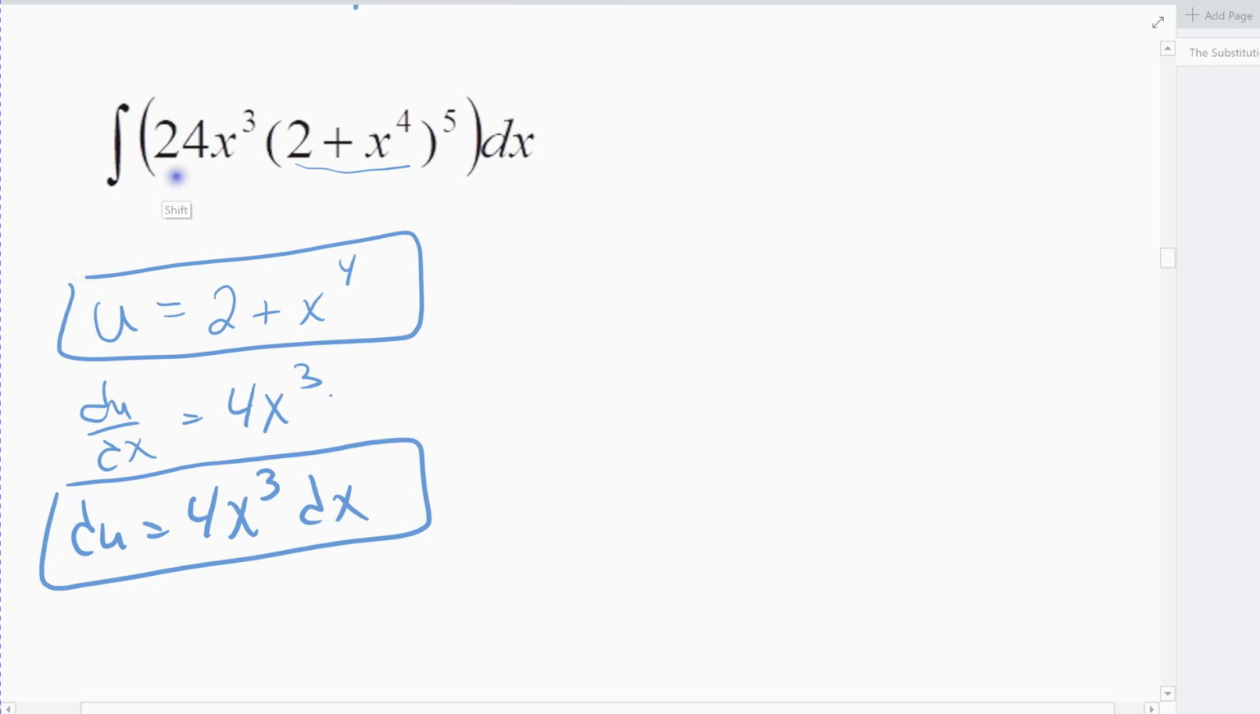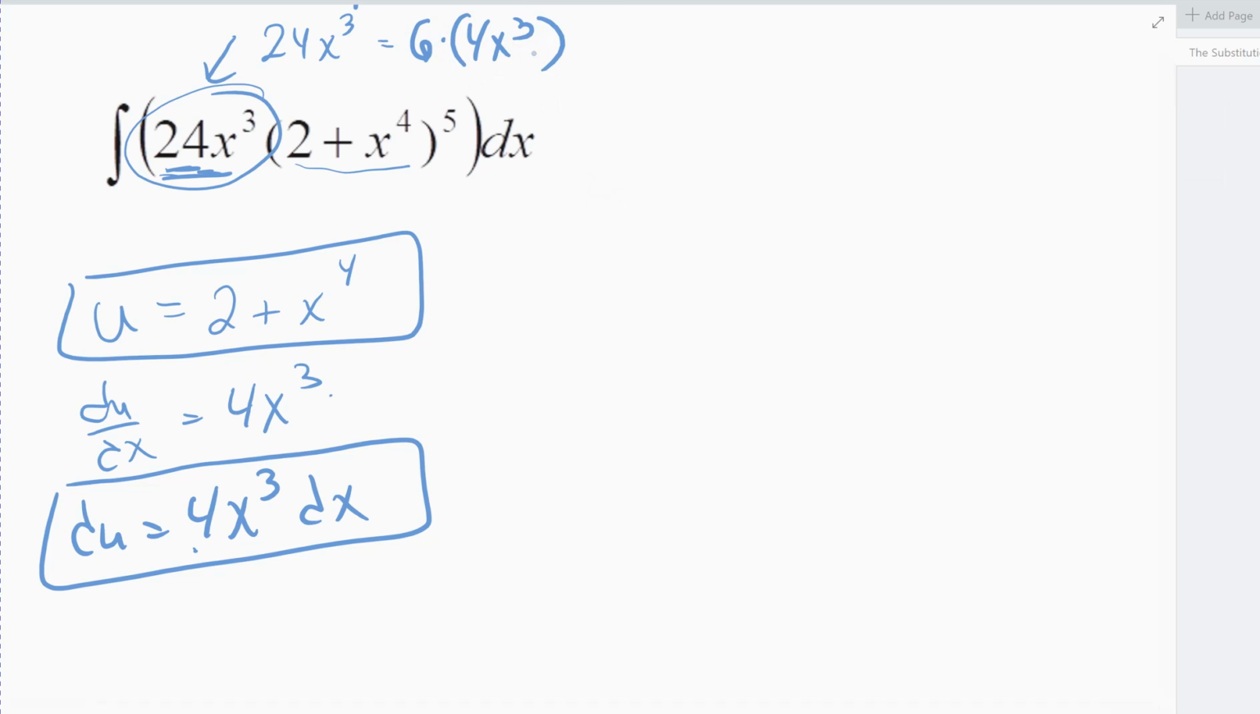Well, you'll notice I do have an x cubed, but I don't have a 4x cubed. I've got a 24x cubed. But I could rewrite 24x cubed as 4 times 6. 4 times 6 gives me 24. I can rewrite this as 6 times 4x cubed. I didn't change anything. What I did is I factored. I took 24 and I factored it into 6 times 4.